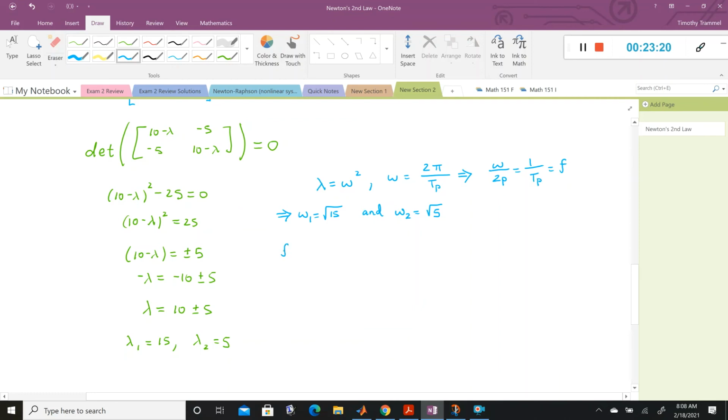This might help us find frequency 1. So the first frequency should be omega over 2 pi. That'd be the square root of 15 over 2 pi, and again, this would be in cycles per second. And our second frequency, F2, would be the square root of 5 over 2 pi cycles per second.